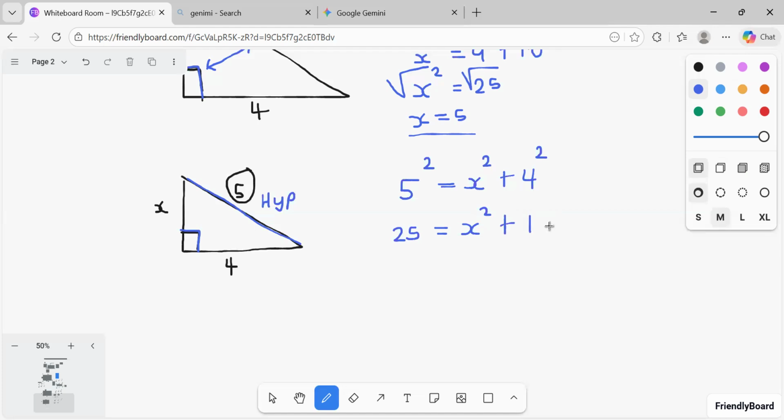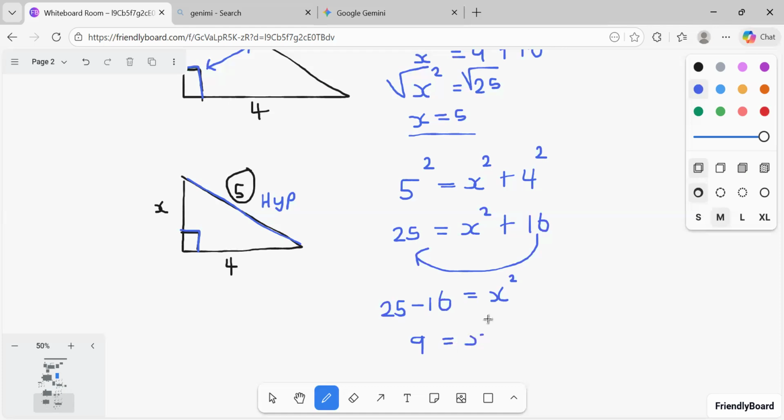So what am I going to do next? I'm now solving for x, so I need to take this 16 to the other side, where it's going to be subtracted. And then this side here, x squared. All right. Then now I subtract 25 minus 16, I get 9. So 9 is equal to x squared.